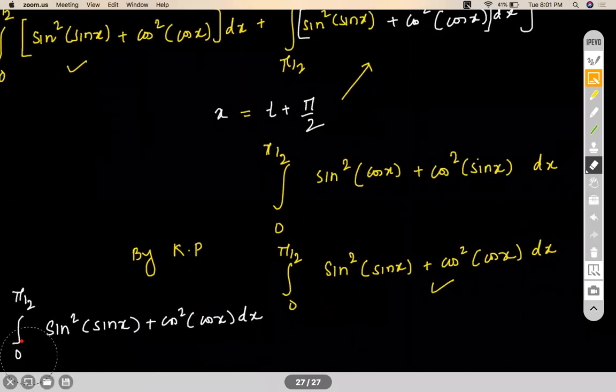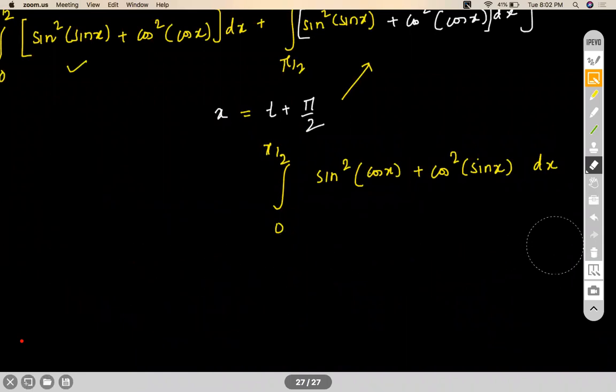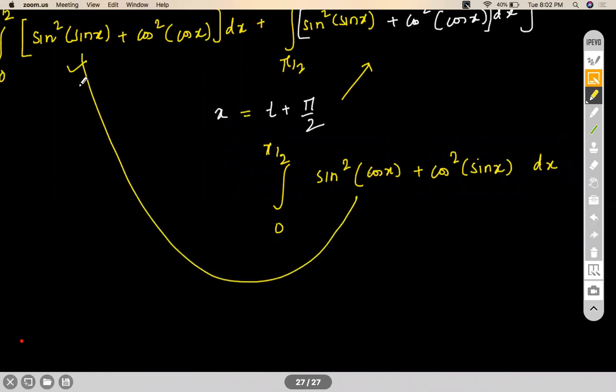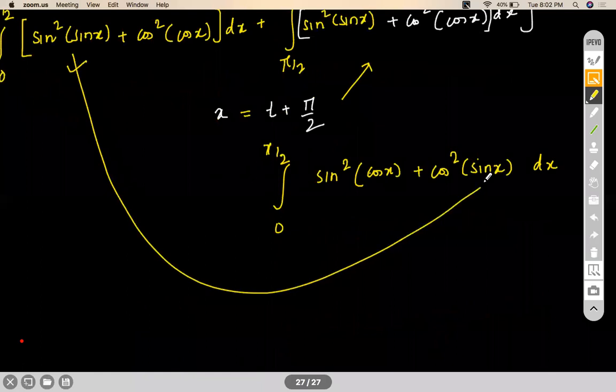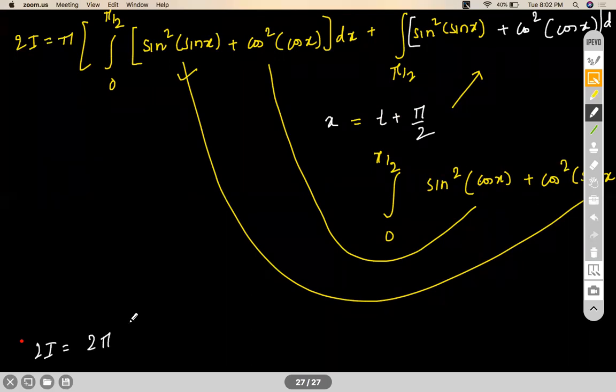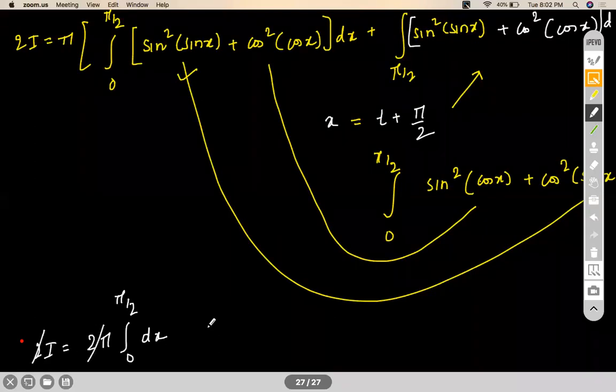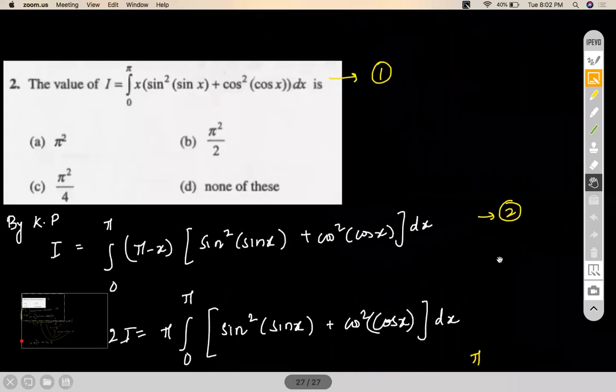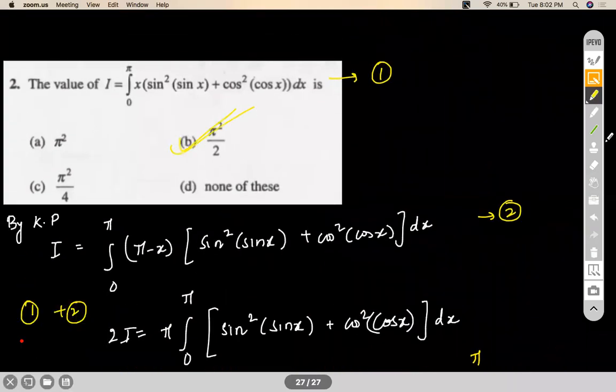Thank you, Kripan. We have finished the question here itself because, as he rightly said, this plus this will give you a 1, and this plus this will give you a 1. Correct, absolutely. So you'll end up getting 2I is equal to 2 times pi, integral 0 to pi by 2 of dx. So I will be pi times pi by 2, that's nothing but pi square by 2. Thanks a lot, that made my life easy. So option number B is correct.